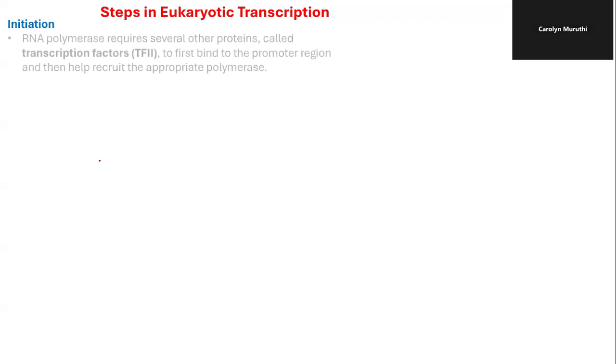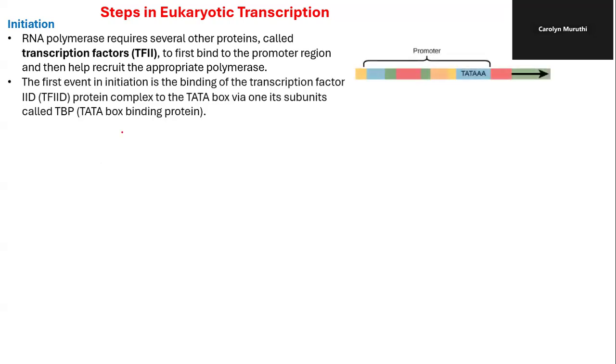We start with initiation, and we see that RNA polymerase requires other proteins called transcription factors to first bind to the promoter region and then recruit the appropriate polymerase. The first event, initiation, is the binding of the transcription factor IID protein complex to the TATA box via one of its subunits, and that is the TATA box binding protein.